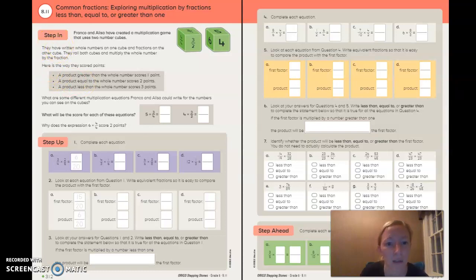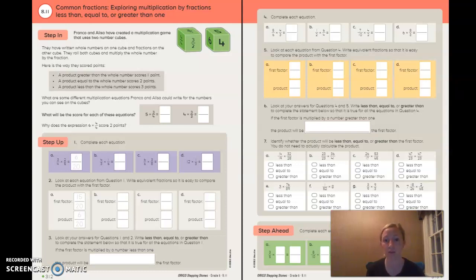It says Franco and Alyssa have created a multiplication game that uses 2 number cubes. They have written whole numbers on one cube and fractions on the other cube. They roll both cubes and multiply the whole number by the fraction. Here is the way they've scored points. A product, or an answer, that is greater than the whole number scores 1 point.